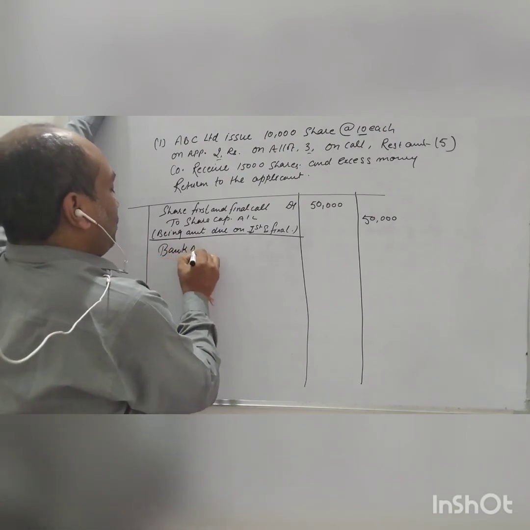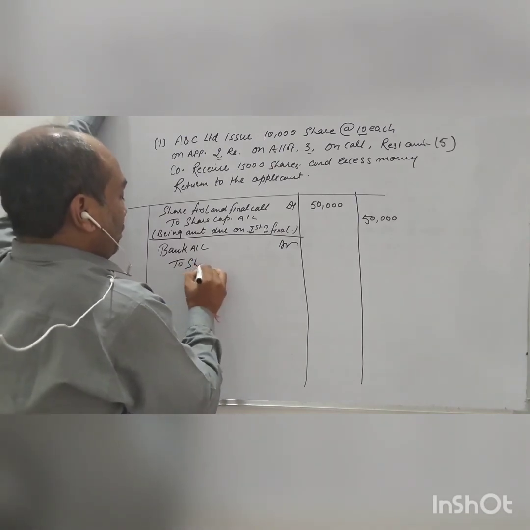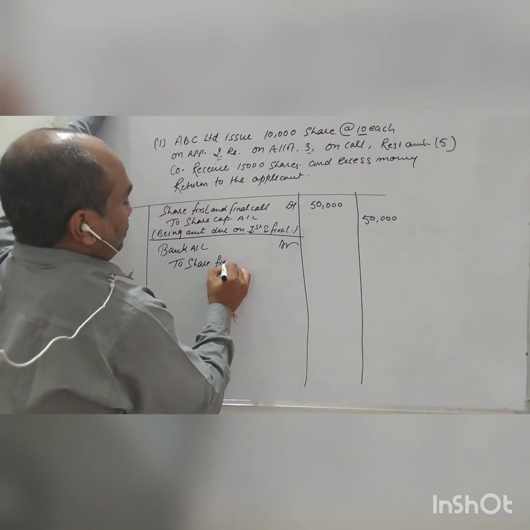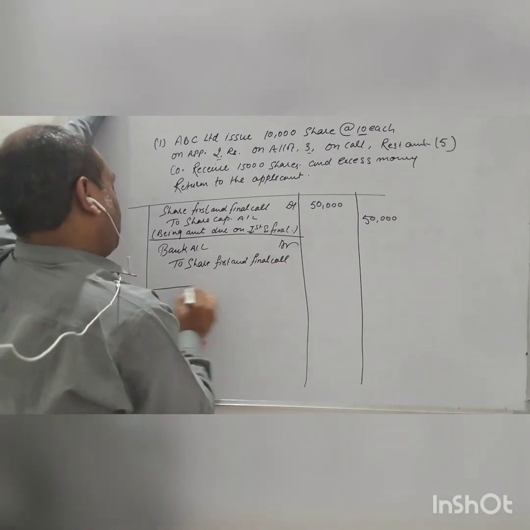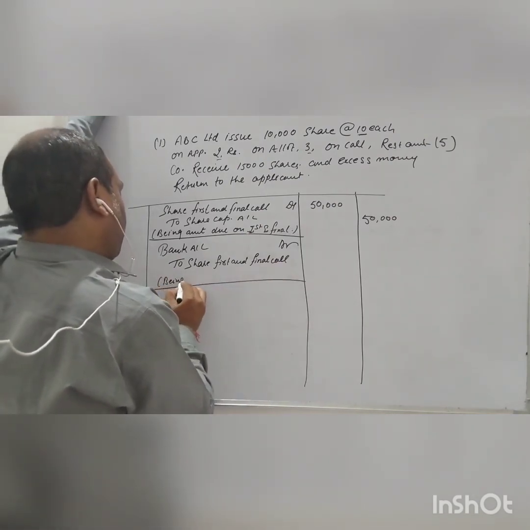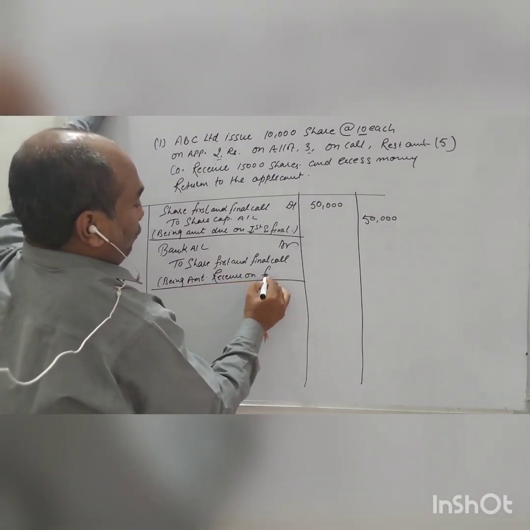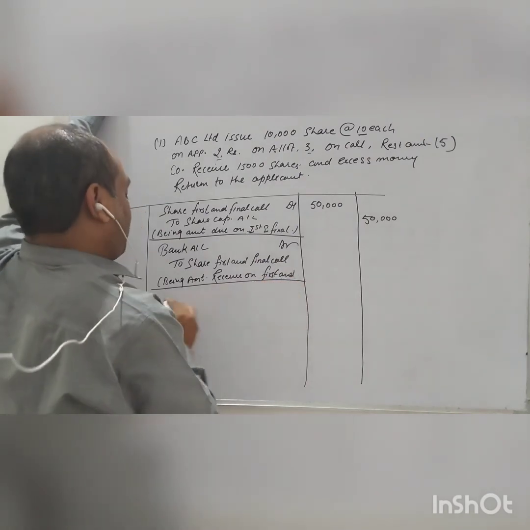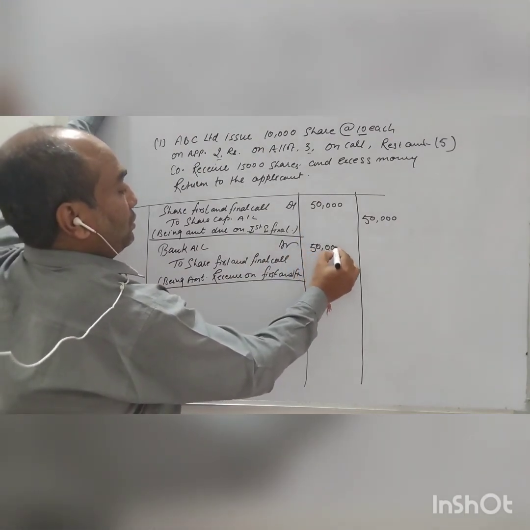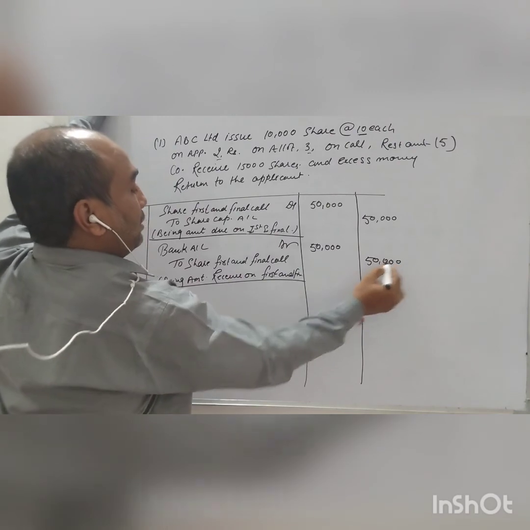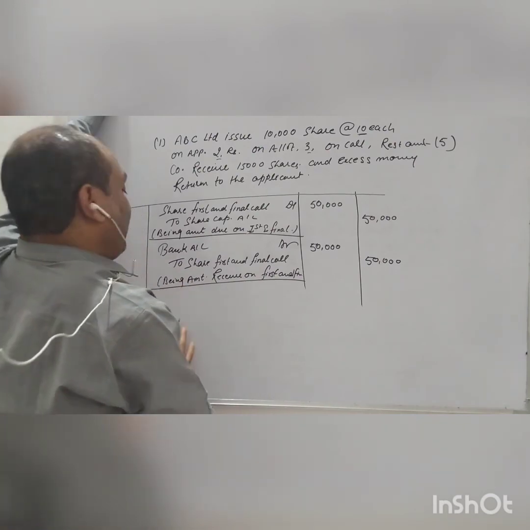Bank account debit to share first and final call. Narration being amount received on first and final call. 50,000. So now you can see our question has been completed.